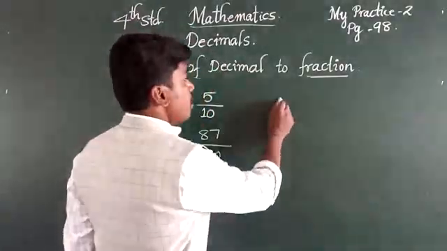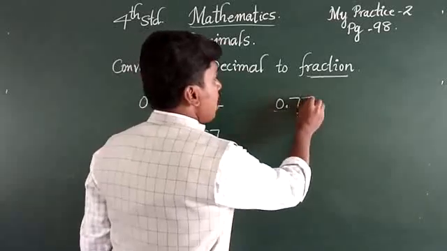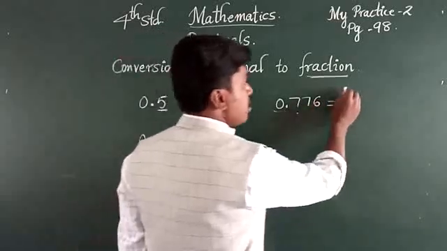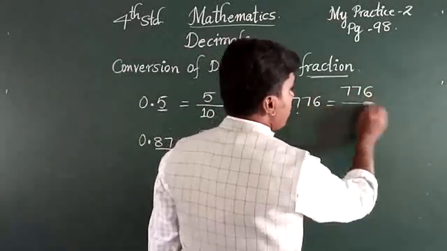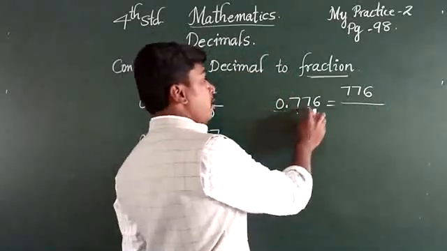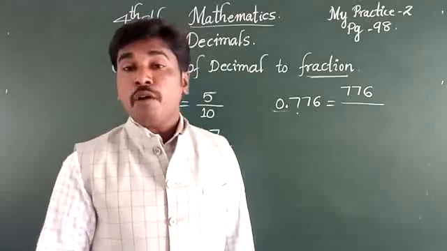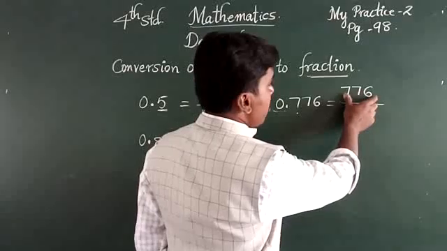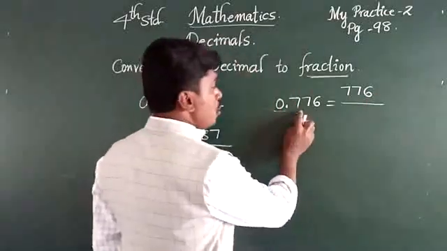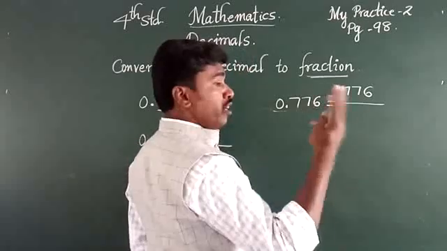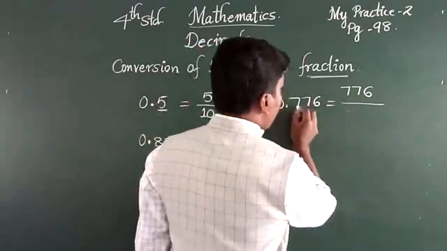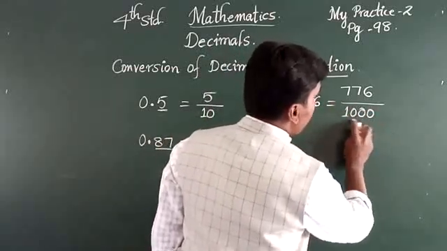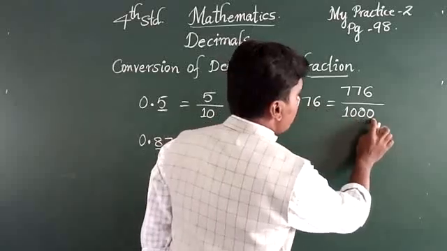So the next one is 0.776. 776 should be written in the numerator. Don't say that it is 0.776 like that. It is the wrong way of pronouncing the decimals. Write 776 in the numerator. How many digits are there? 1, 2, 3. There are 3 digits, so it should be 10, 100, 1000. So 1000 should be written. It means 3 zeros. 3 digits, write 3 zeros.